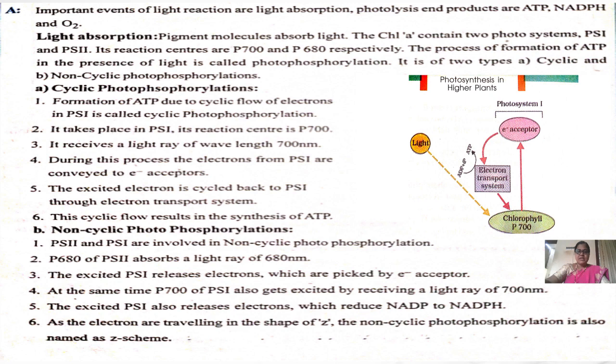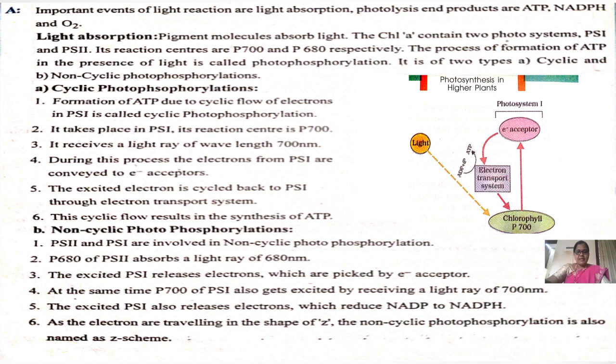And this non-cyclic photophosphorylation takes place first in photosystem 2. This photosystem 2 has the reaction center P680, with a wavelength of 680 nanometers. And in cyclic photophosphorylation, in photosystem 1, the electrons are released and picked up by the electron acceptors. I already showed this in the diagram.